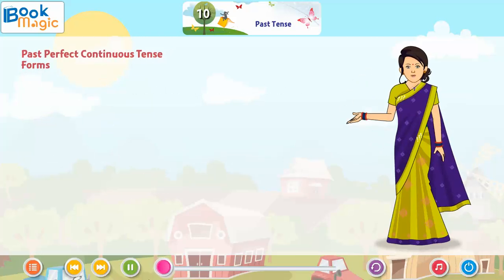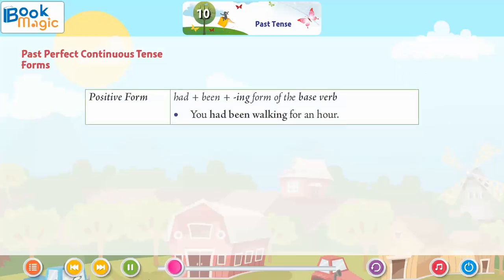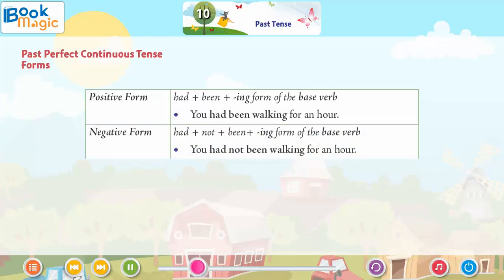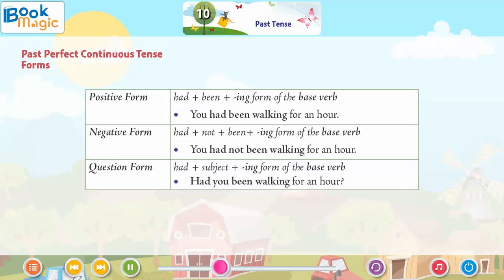Past perfect continuous tense forms. Positive form: had plus been plus ing form of the base verb. You had been walking for an hour. Negative form: had plus not plus been plus ing form of the base verb. You had not been walking for an hour. Question form: had plus subject plus been plus ing form of the base verb. Had you been walking for an hour?